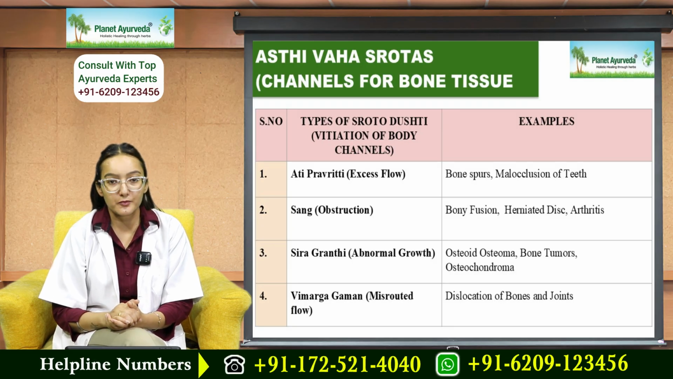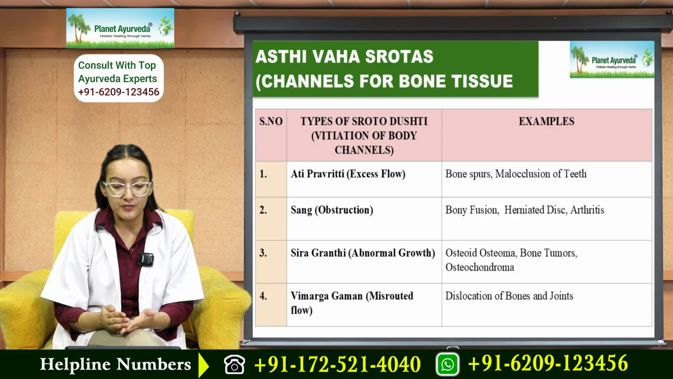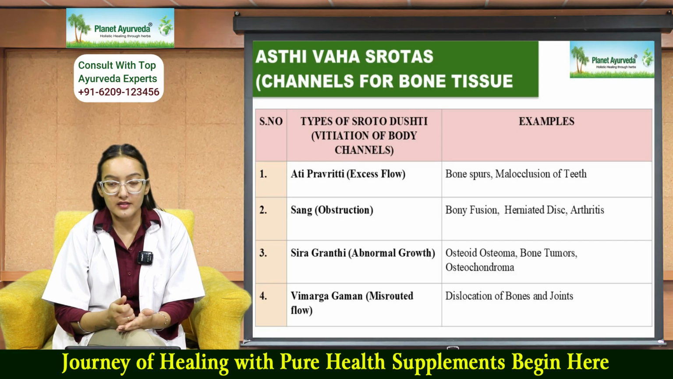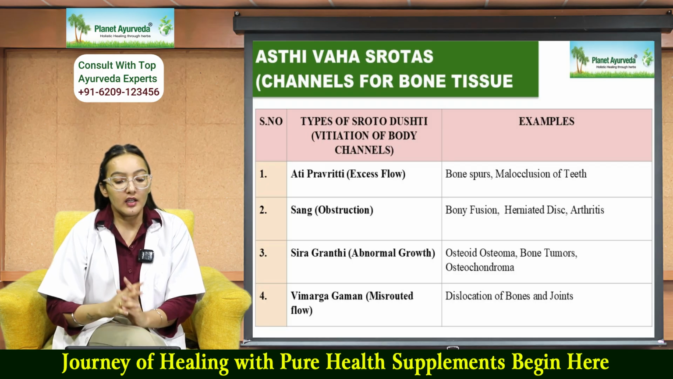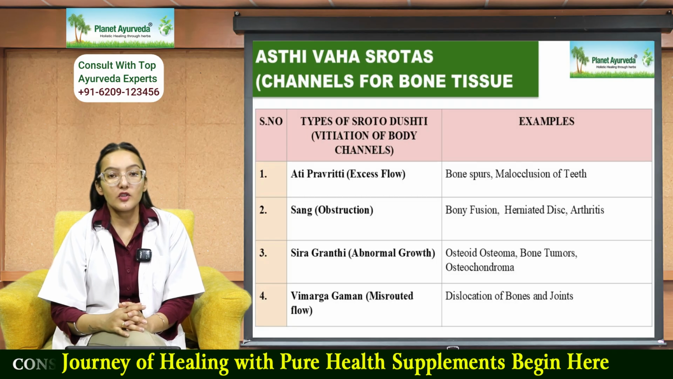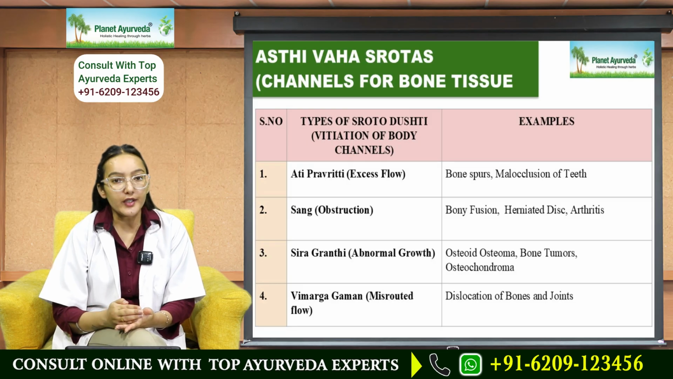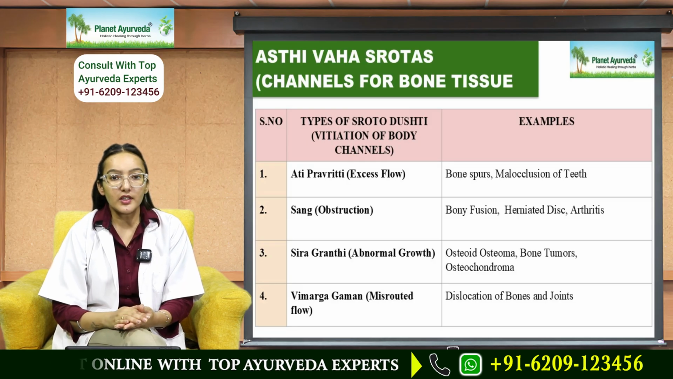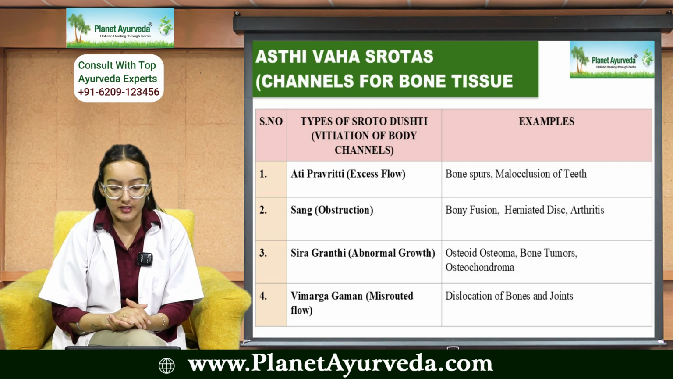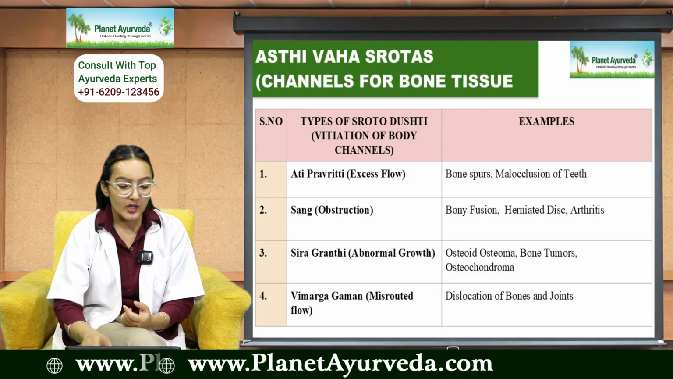Then comes Sanga, or obstruction. If there is obstruction, bony fusions can be created. Then there is herniated disc, and arthritis will also be there if there is obstruction. Then comes Sira Granthi, or abnormal growths. What kind of abnormal growths can one see? One example is osteoid osteoma, which is a benign tumor. Then there are bone tumors. Then comes osteochondroma, which is also a benign tumor.